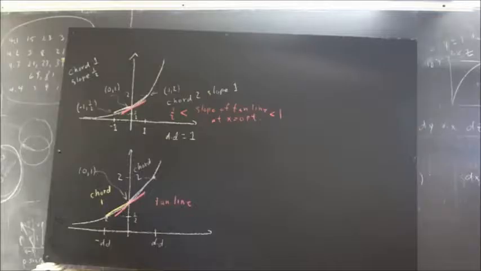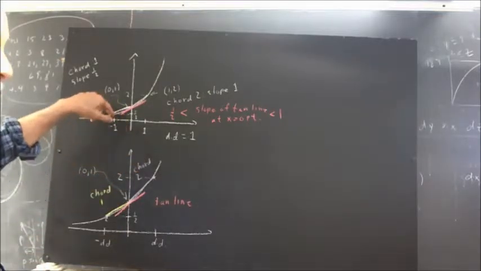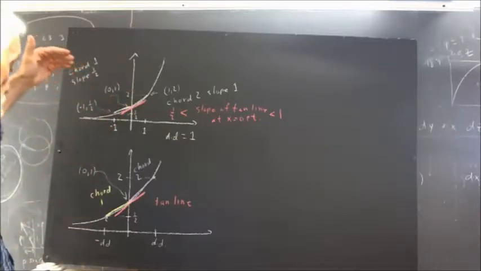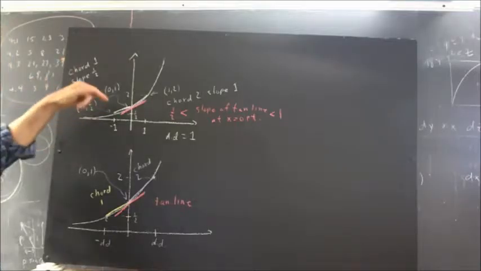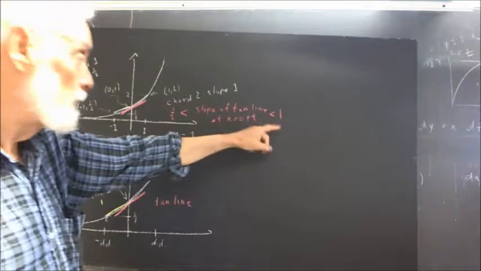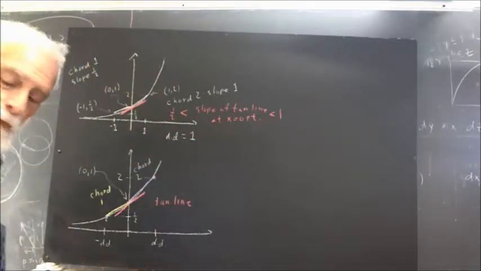Now, remember the big deal number that we're looking for is the doubling displacement that makes this slope 1. So clearly, this doesn't do it. The slope is too small. Okay, slope is less than 1, no good.